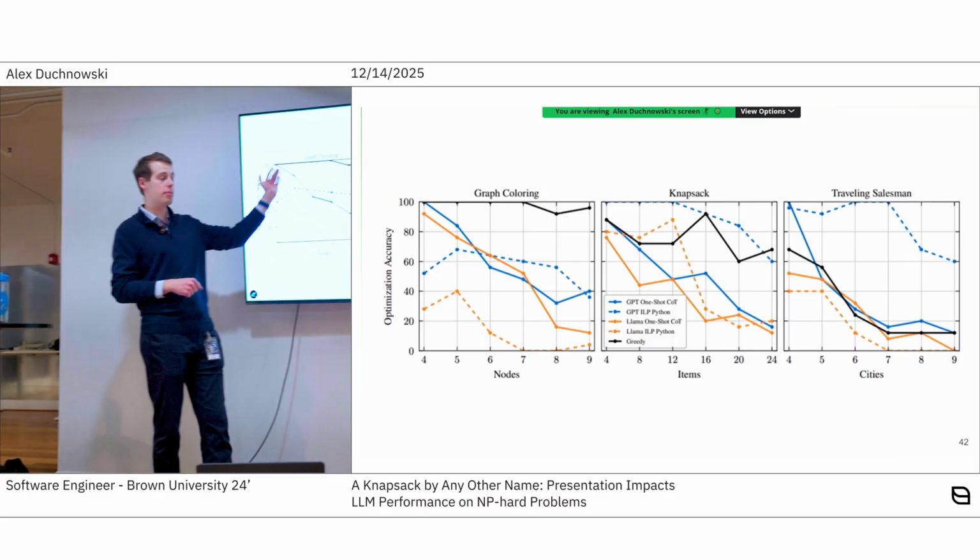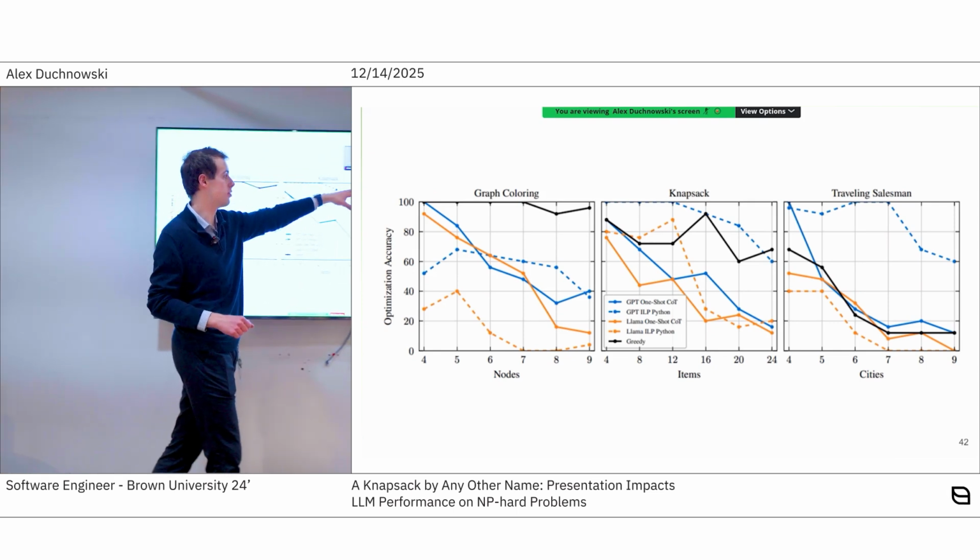As I was saying, greedy strategies outperform LLMs pretty much across the board, except for a few exceptions here on the side.